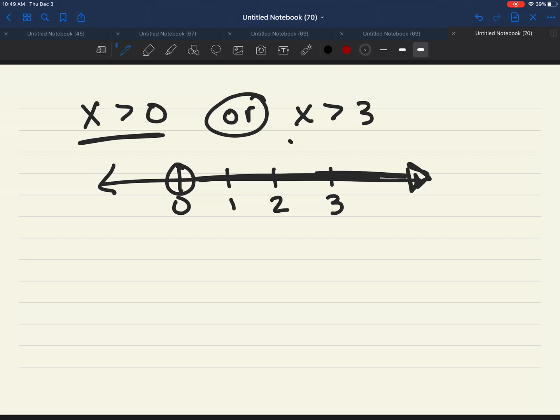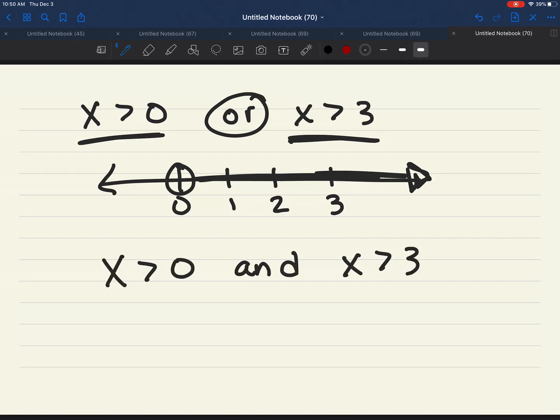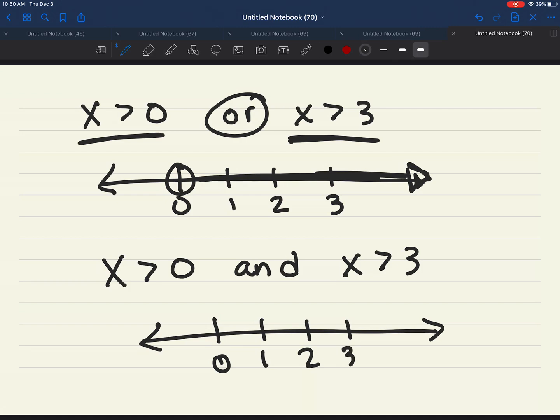Remember, on or statements, only one of them has to be true, right? So, can I choose 2 as a value? Yes, because 2 is greater than 0, even though it's not greater than 3. Now, when does that change? When it looks like this. When it's an and statement, you have to choose the numbers that work for both. So what is the number that is both greater than 0 and greater than 3? 4, or anything past that.